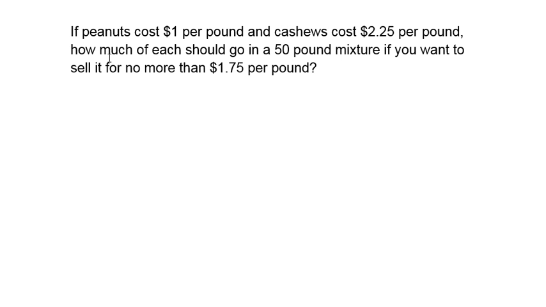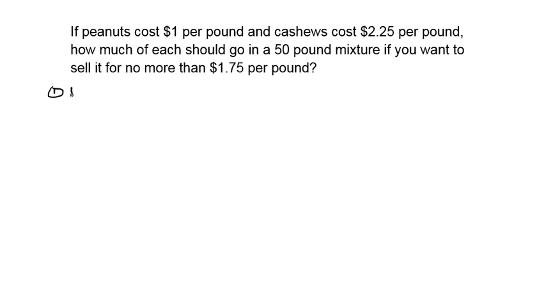Okay, here's the last problem. If peanuts cost $1 per pound and cashews cost $2.25 per pound, how much of each should go in a 50-pound mixture if you want to sell it for no more than $1.75 per pound? Now, mixture problems can be kind of fun because you get to draw buckets. So our step 1 is going to stay the same.